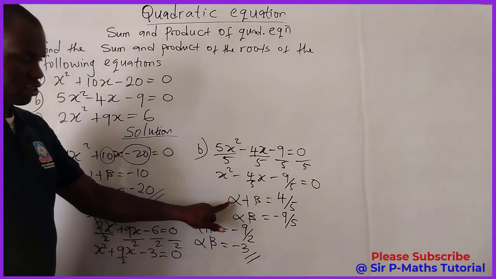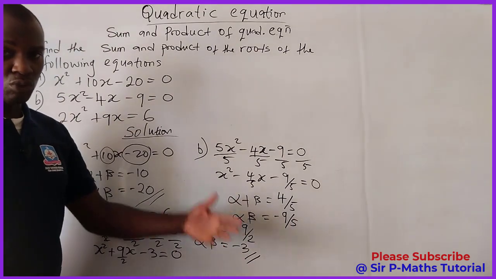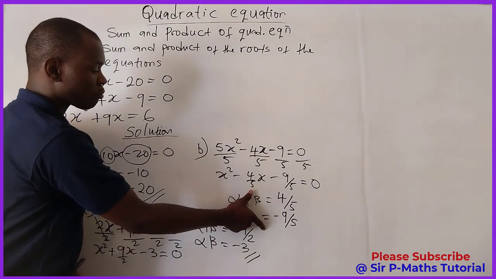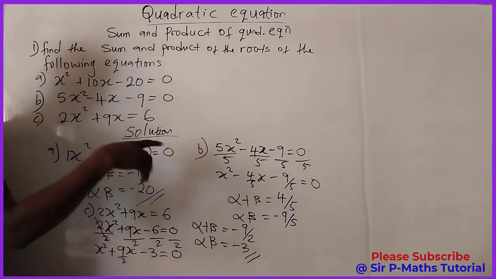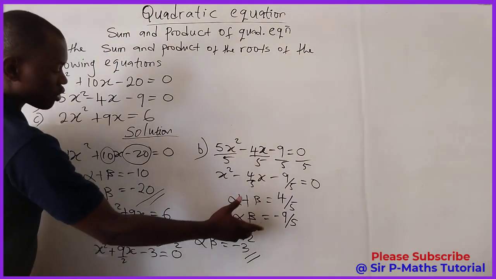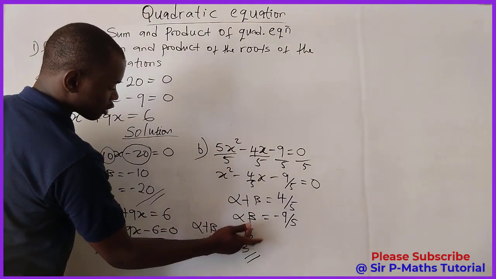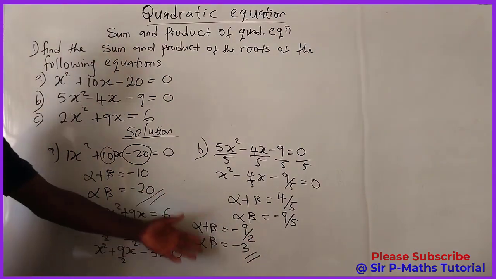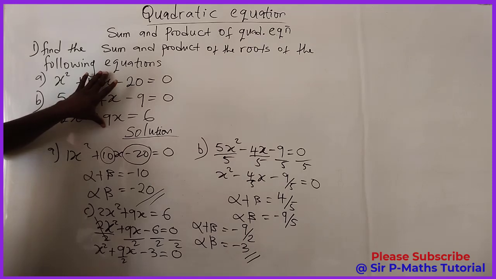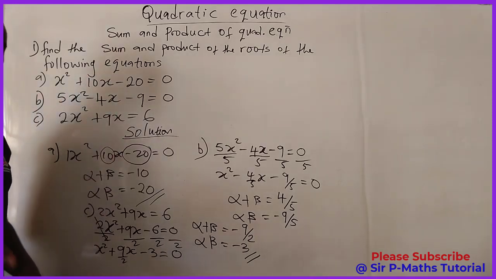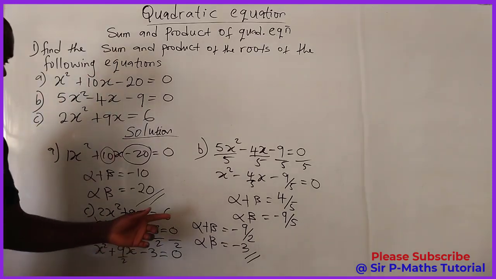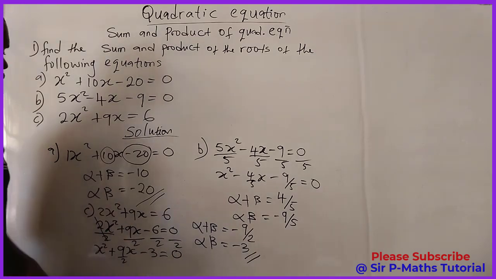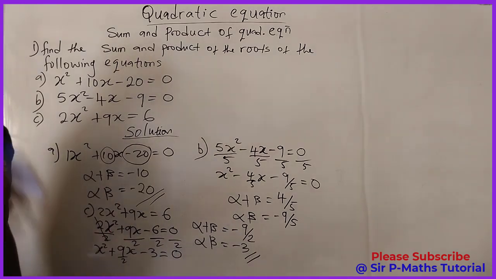Sometimes you'll be given the sum and product of an equation, and you are asked to form the equation with the sum and product. So if I have minus 9 over 2 and negative 3 as my sum and product, and I am required to use them to form my quadratic equation, it is very possible. Check on my page, you will see the video next to this. I've treated that topic, so feed yourself with that information.